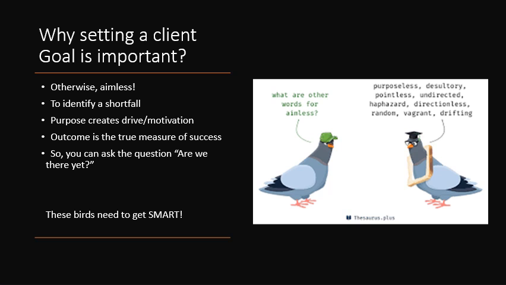The point, therefore, is that if you do not have a goal, then whatever you're doing is otherwise aimless. It's purposeless. It's pointless. It's undirected. It's just drifting. It's haphazard. It's random. What a goal does is very quickly identify the shortfall. So if the goal is to set £30,000 target in 10 years' time, the immediate distance to that, the shortfall, is £30,000.